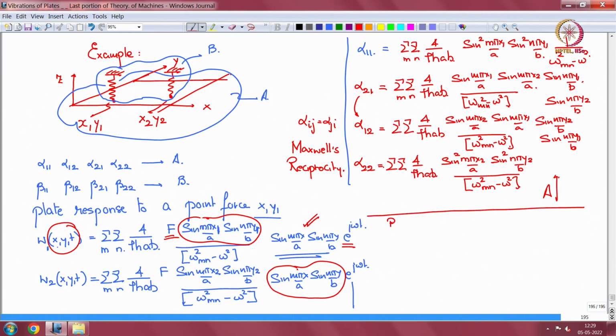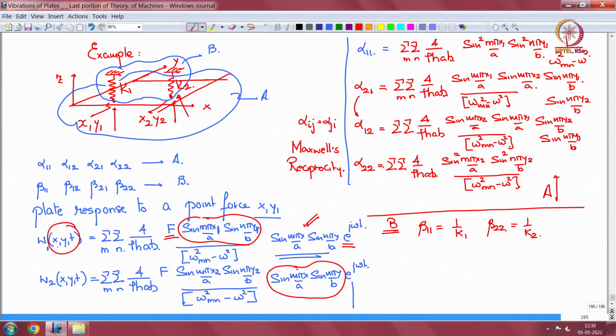What about system B, which has 2 springs? Okay, so if I say that this is point 1 and this is point 2, what is the spring response at 1 due to a force at 1? Beta 1 1 is 1 by k1. Let's say this spring is k1 and this spring is k2. Then what is beta 22? Response at 2 for a unit force at 2, which is 1 by k2.